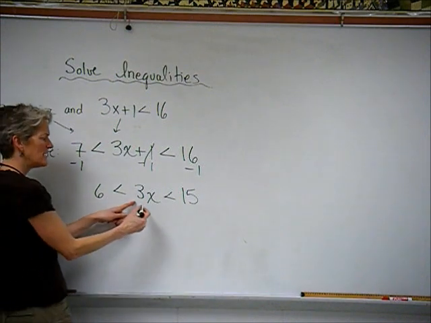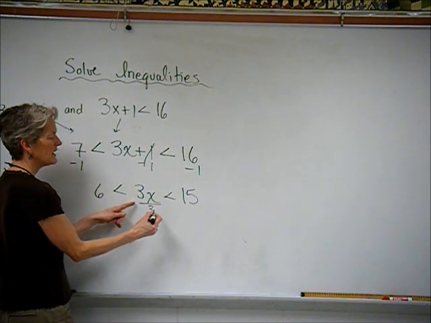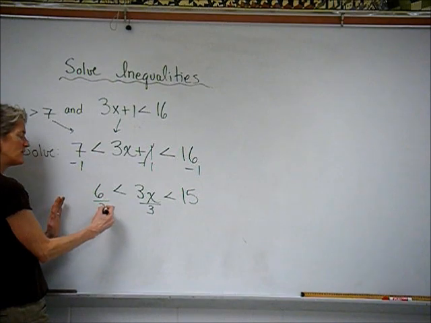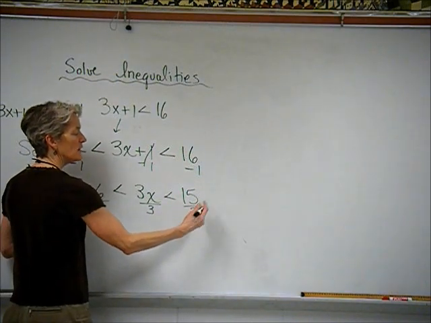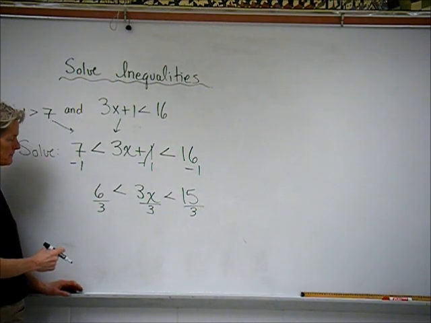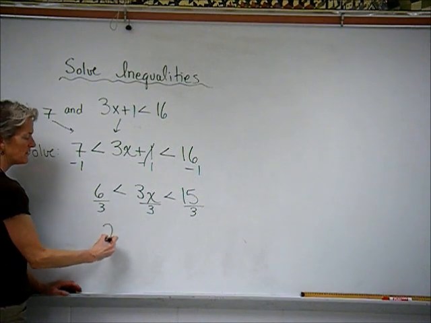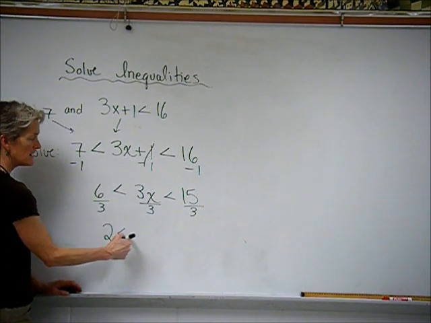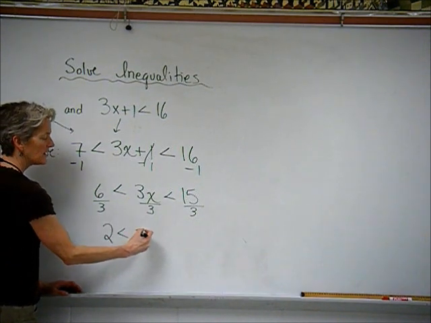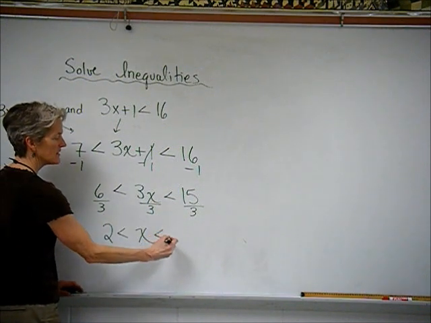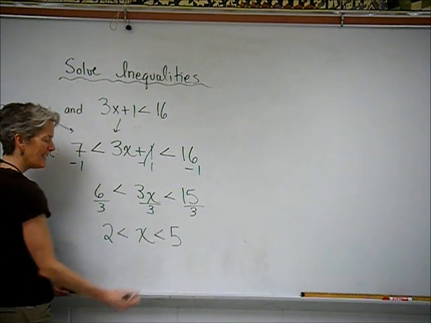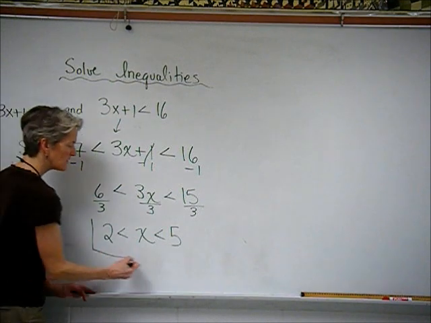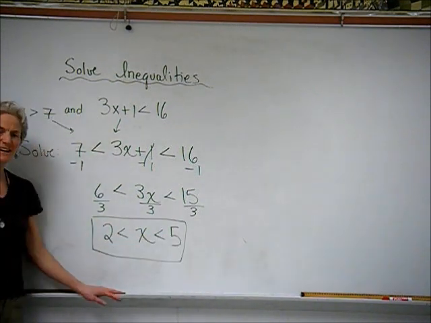X is not isolated yet. I'm going to isolate it by dividing by 3. And of course, whatever I do to that, I have to do to all the other pieces of the inequality. 6 divided by 3 is 2, is less than. This gives me a 1x, or x, is less than 5. Oh, heck, there's my solution set, right there.